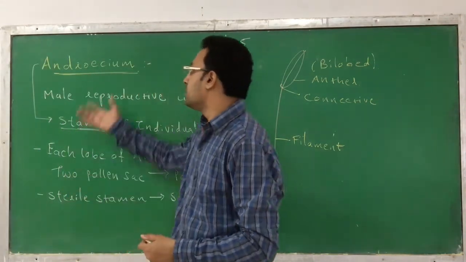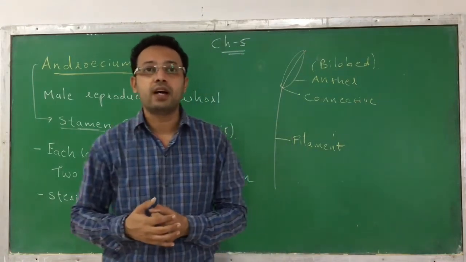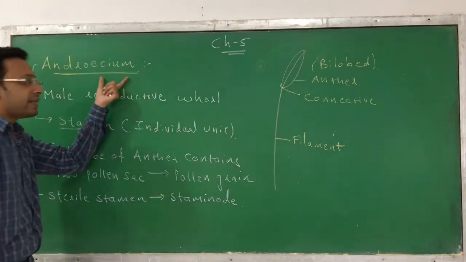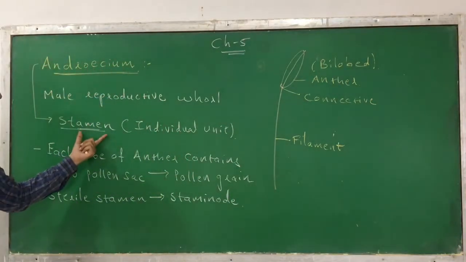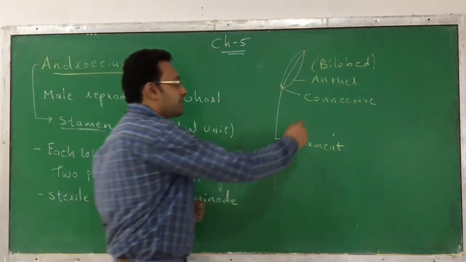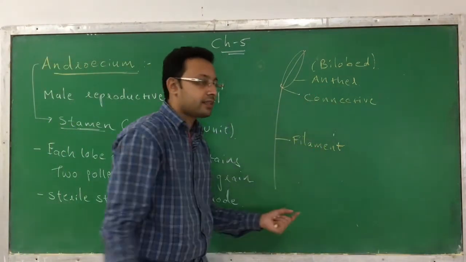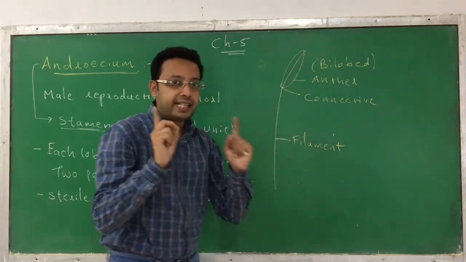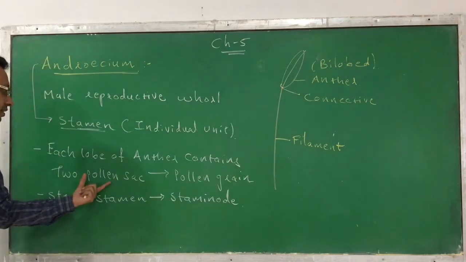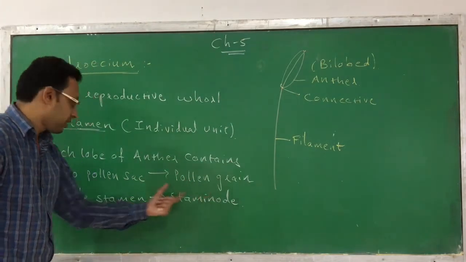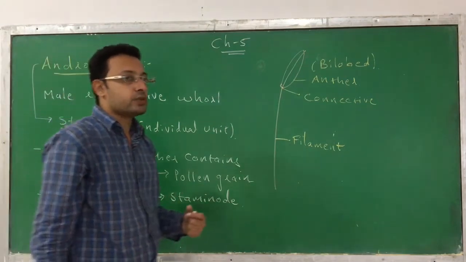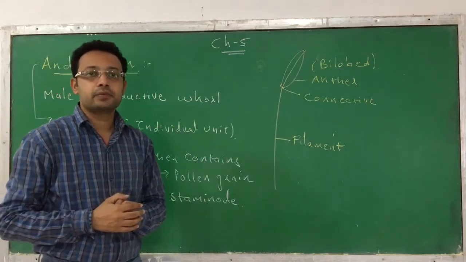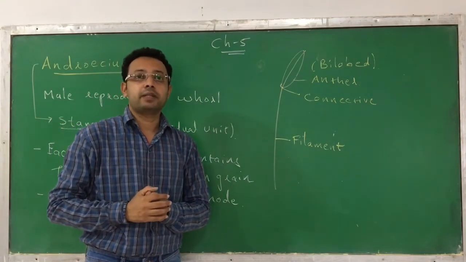Many stamens unite together and form a whole whorl of a flower, which we call the Androecium. So I again repeat: Androecium is the male reproductive whorl. Its individual unit is called a stamen. Stamen consists of three parts: anther, connective, filament. Filament is a stalk-like portion. The anther is bilobed. Each lobe contains two pollen sacs. Pollen sacs produce the pollen grain. The sterile stamen is called a staminode. The anther and the filament are connected by the connective. So this is the structure of a stamen.